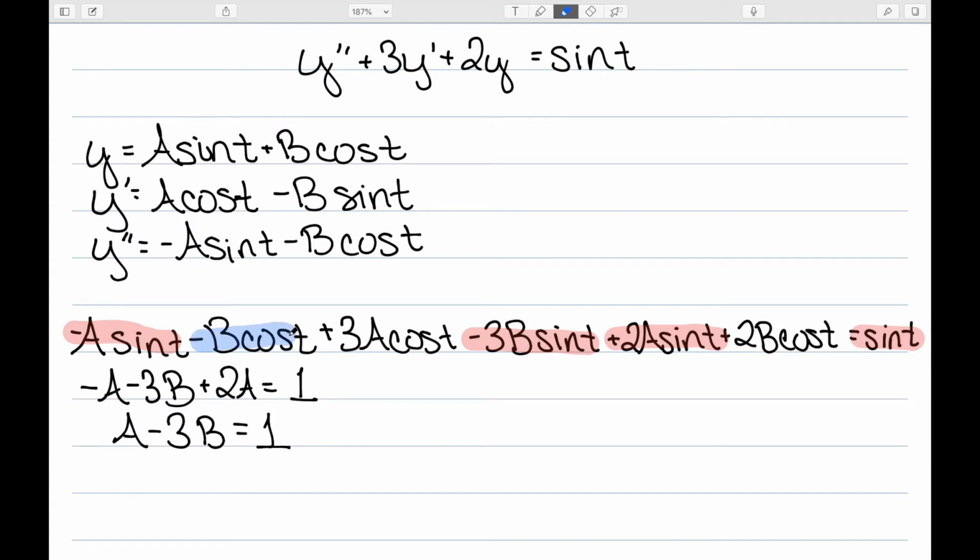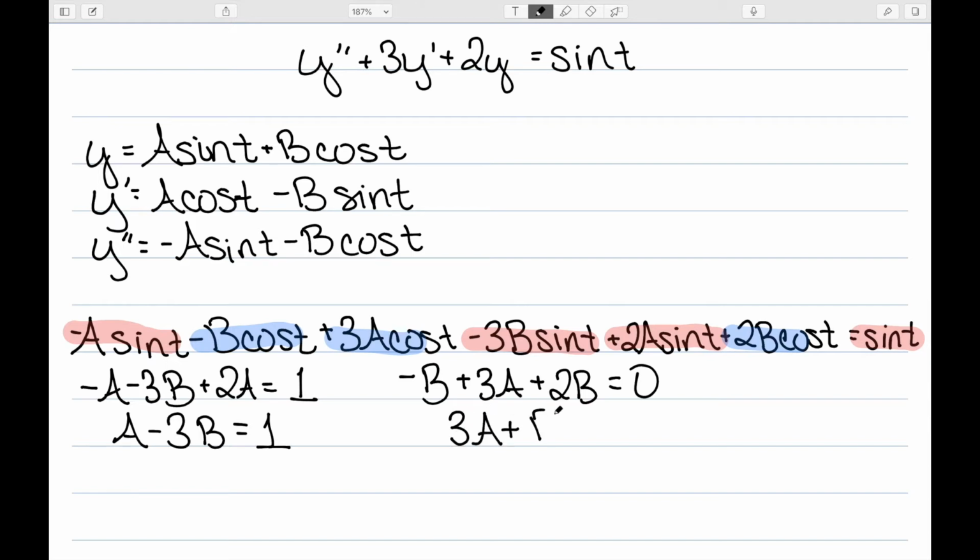Next, I look at my cosine terms. I have 3 on the left and none on the right. That tells me that I have negative b plus 3a plus 2b equal to 0. In other words, 3a plus b equal to 0.